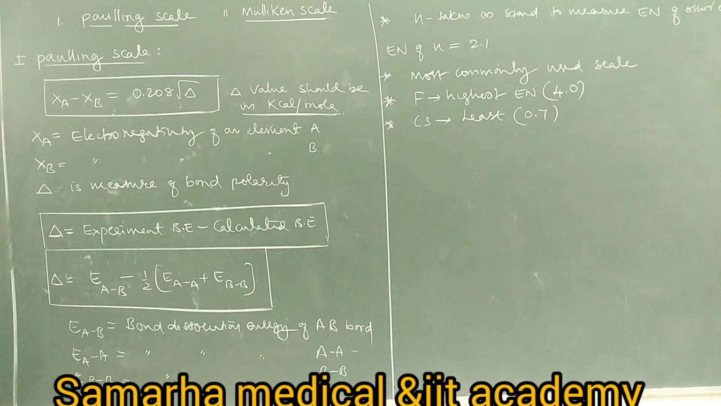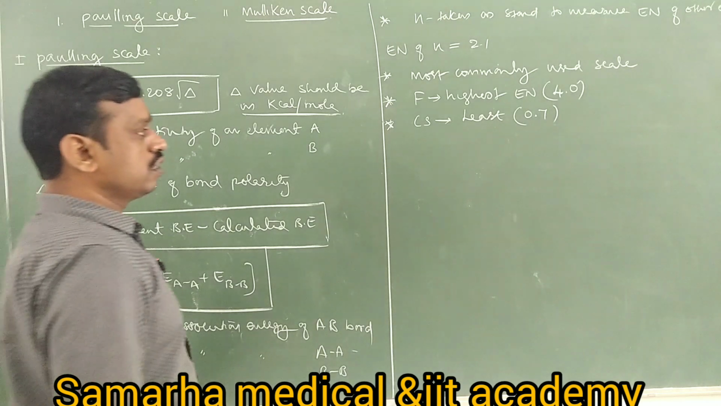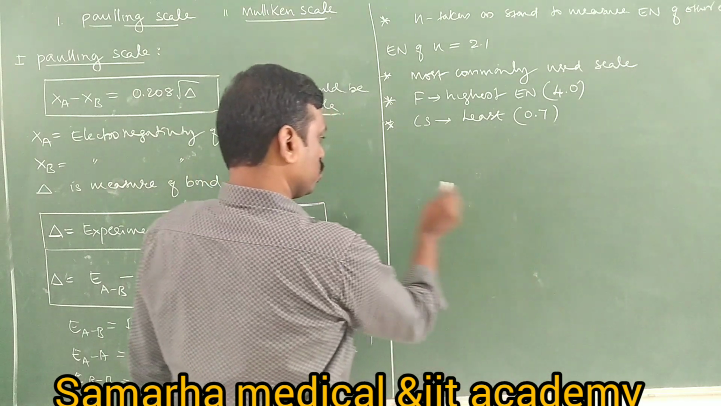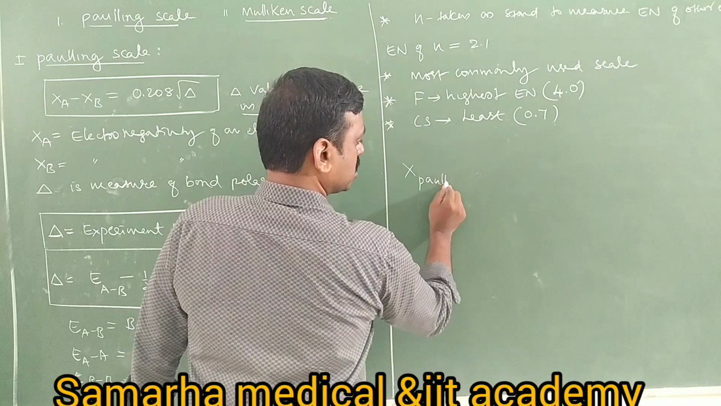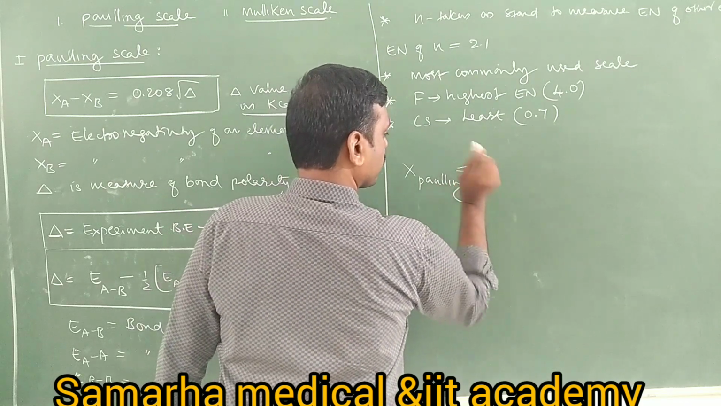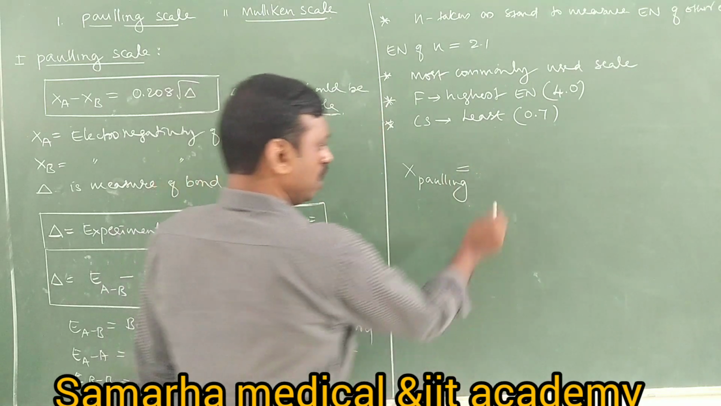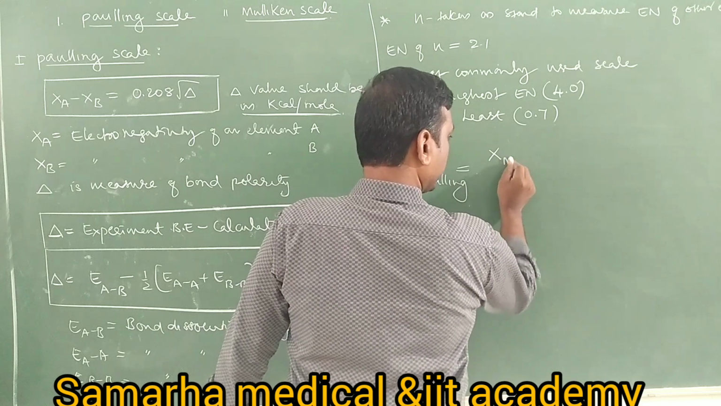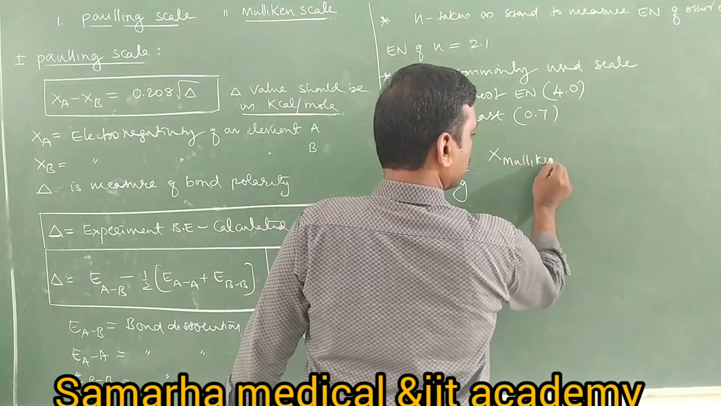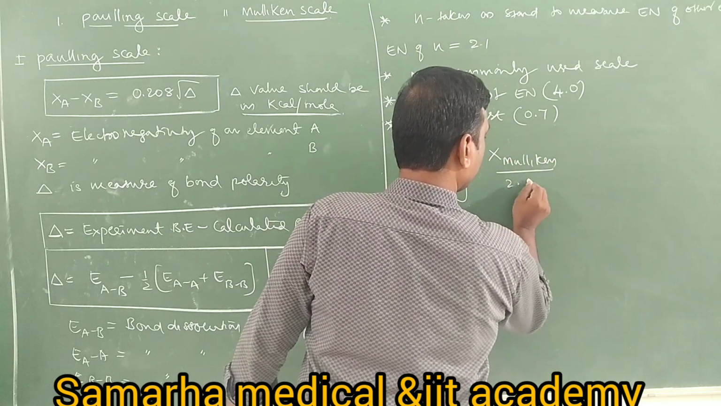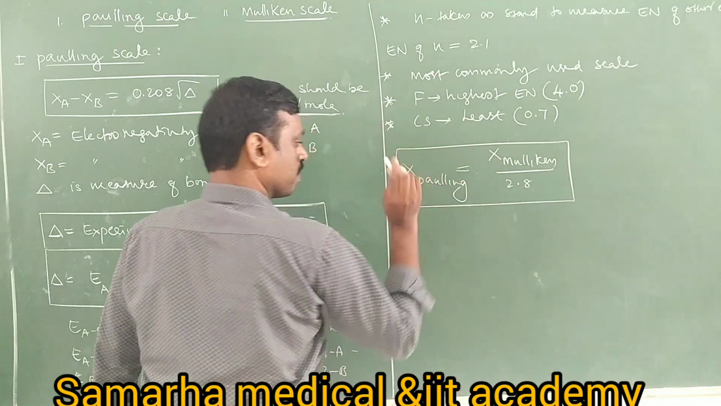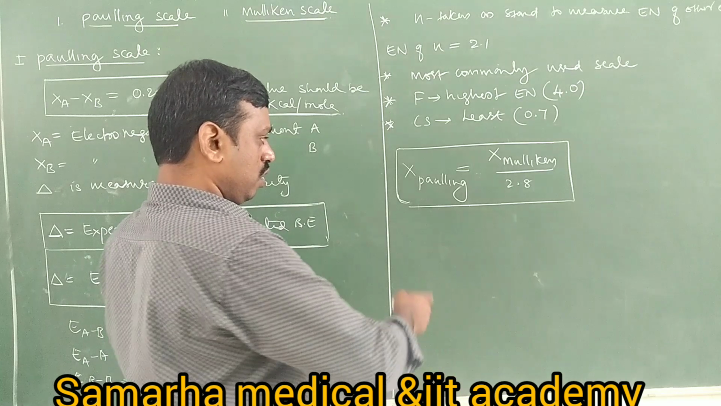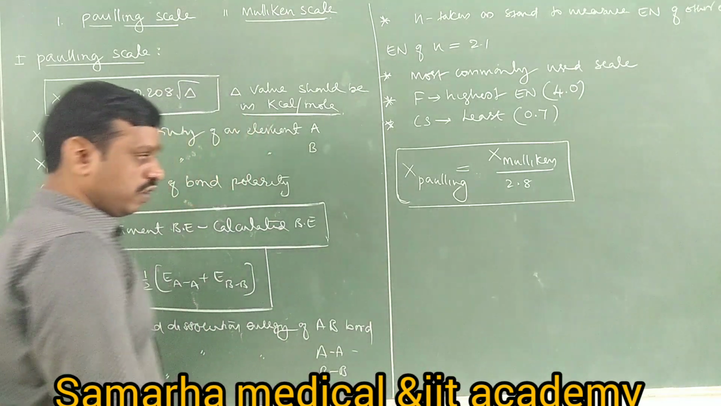Okay, so there is a relation between Pauling scale and Mulliken scale also. Electronegativity of Pauling scale, X Pauling, is equal to electronegativity of Mulliken scale divided by 2.8. Do you know the meaning of this? Just tell me. The ratio of Mulliken scale and Pauling scale, yes, that's all right.